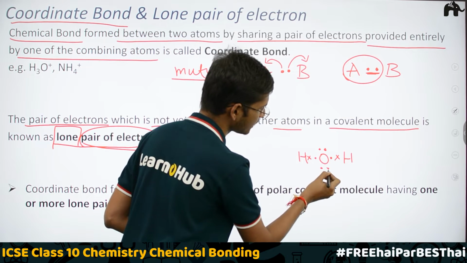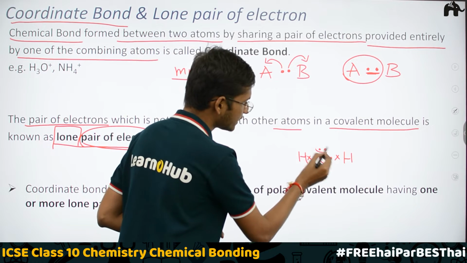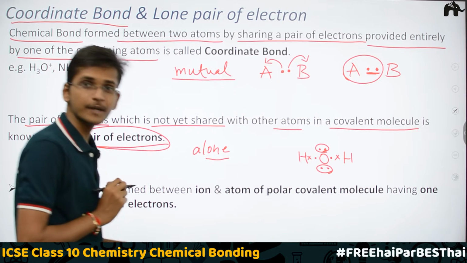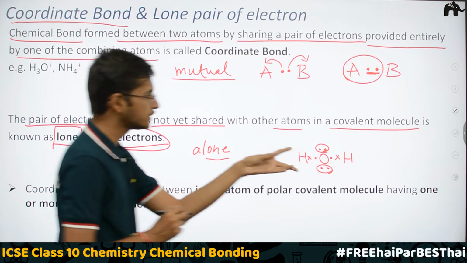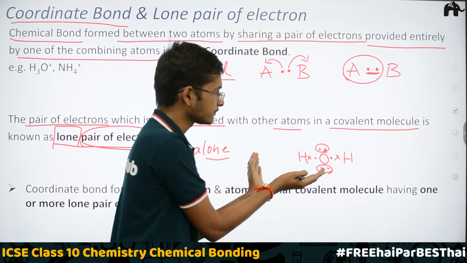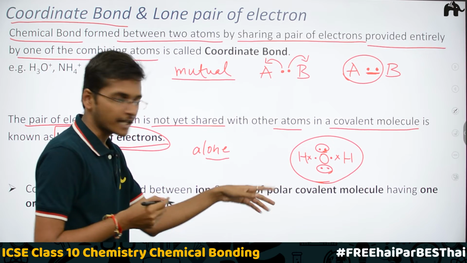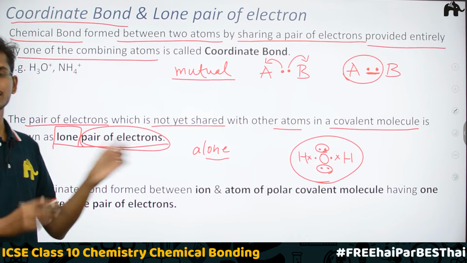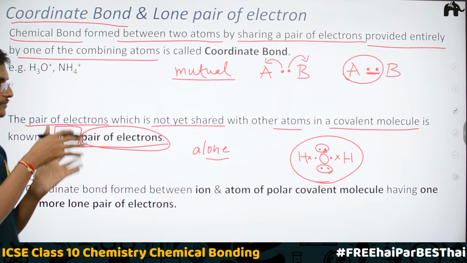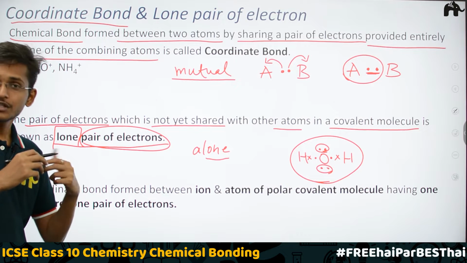Okay, one pair and two pairs of electrons on the oxygen atom. Now see, these two pairs of electrons, which are not yet shared with other atoms in a covalent molecule (water is a covalent molecule), are called lone pairs of electrons. Very clear. Okay. Now moving ahead, we are going to study the coordinate bond which is formed.